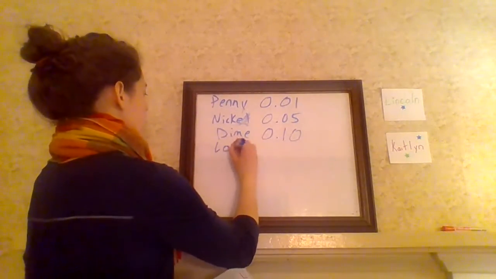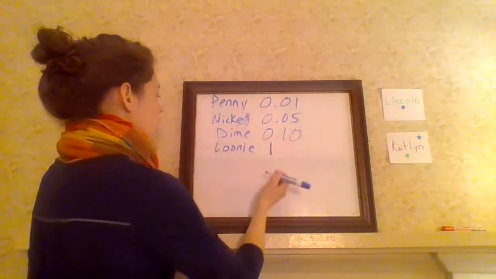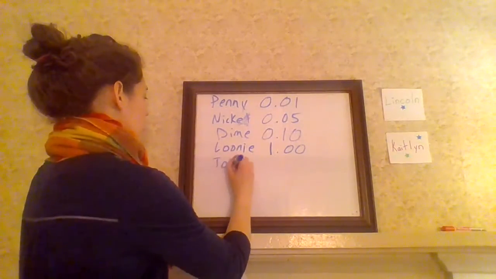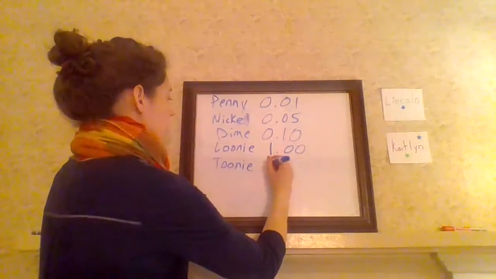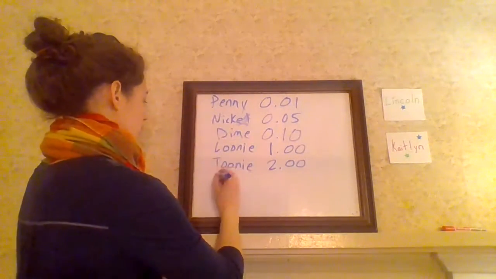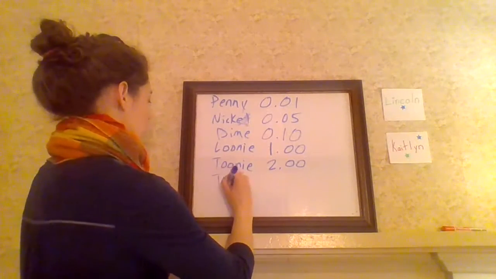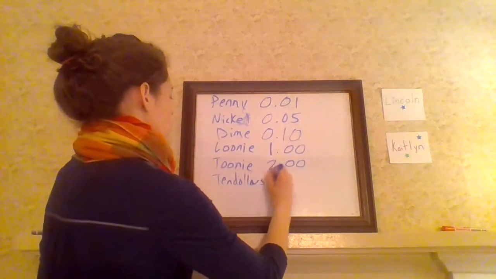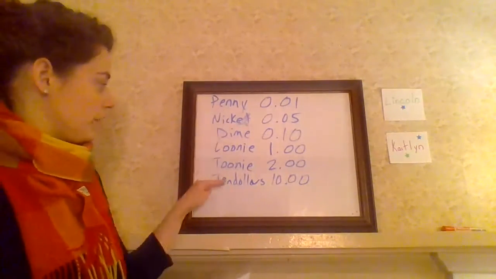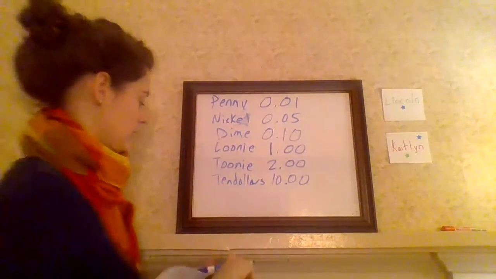So a loonie would be like this, 1, or you could write it like that, right? And a toonie would be like this. And let's say $10 would be like this. Okay, so that's just a quick little review before we start adding some money.